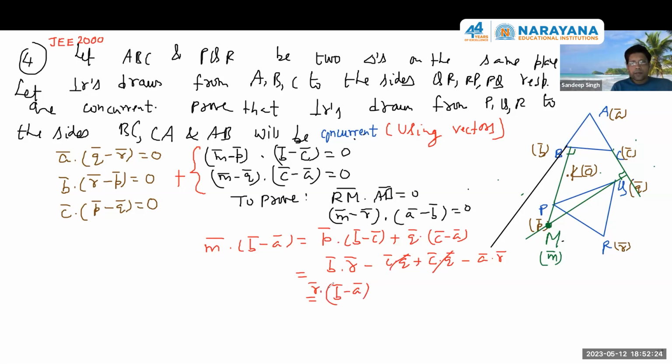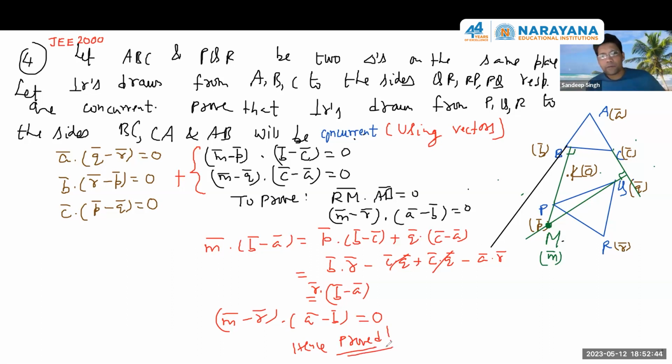Now transfer B minus A to the other side, or take common. So (M minus R) dot (B minus A), or A minus B, and multiply with a minus sign. So this is what we wanted to do. Tell me, is it clear to all? So this is how you do this type of problem. Is it clear? Yes, sir. Good. So write this.